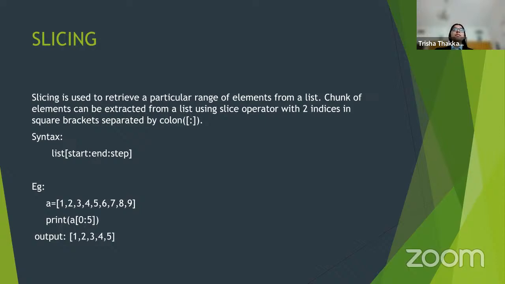The example over here is, if we would like to retrieve a sublist containing the values 1, 2, 3, 4, 5, the code would be A brackets 0 colon 5. And this would slice the main list for us to provide us a list with the values which we want.